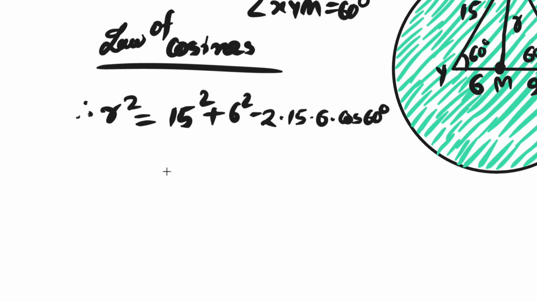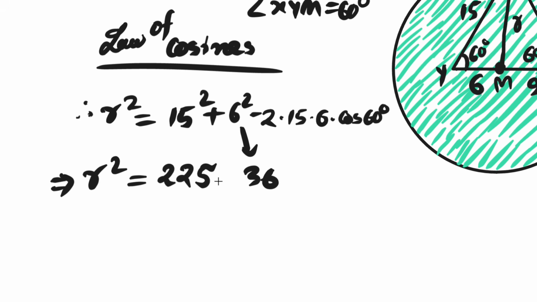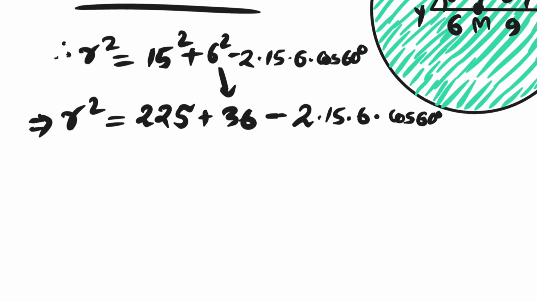15 squared means 15 multiplied by 15, which gives 225. 6 squared means 6 multiplied by 6, which gives 36. So our equation becomes R squared equals 225 plus 36 minus 2, multiplied by 15, multiplied by 6, multiplied by the cosine of 60 degrees.